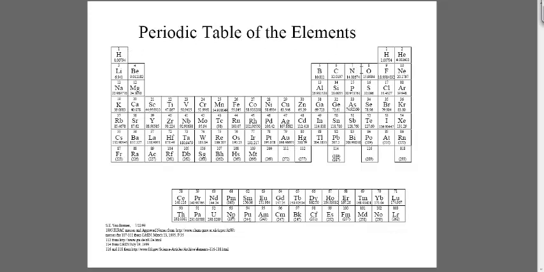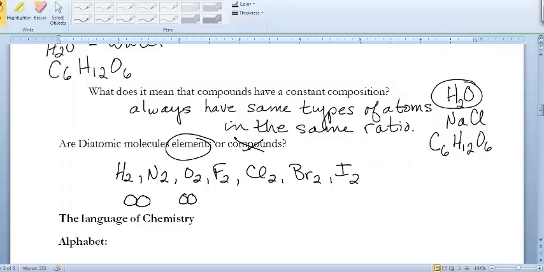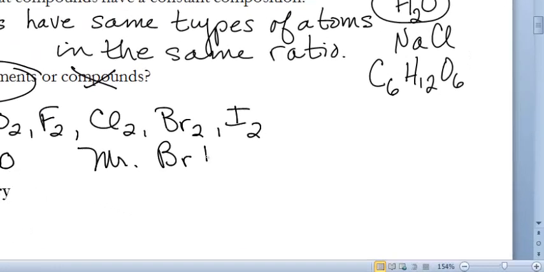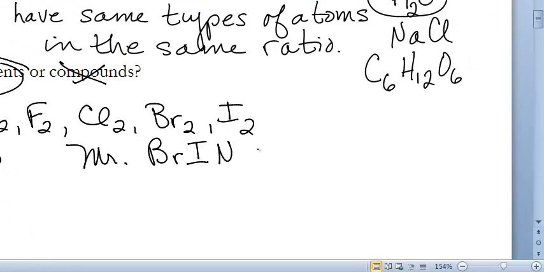Hydrogen, nitrogen, oxygen, fluorine, chlorine, bromine, and iodine. This gives us our diatomics that we need to memorize. Some students prefer to think of it as having met a man called Mr. Brinkelhoff. B-R-I-N-C-L-H-O-F. So that would be bromine, iodine, nitrogen, chlorine, hydrogen, oxygen, and fluorine. Mr. Brinkelhoff. So whatever way you want to use to memorize that, that's fine.